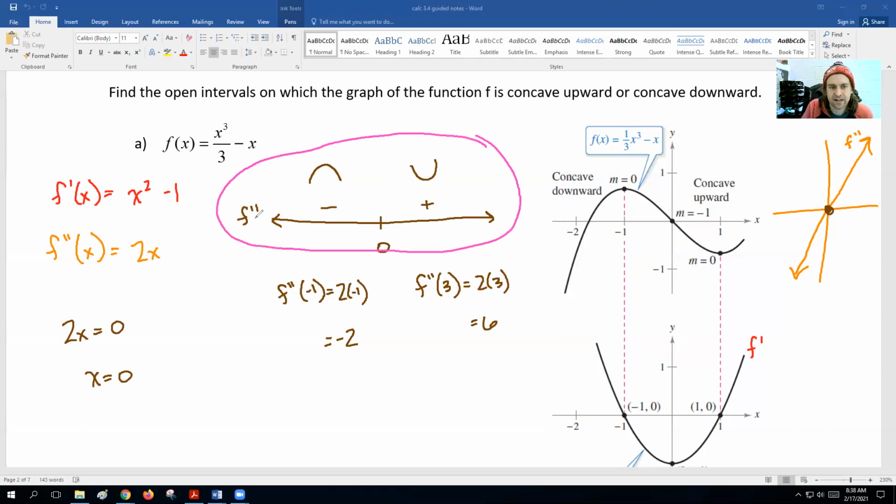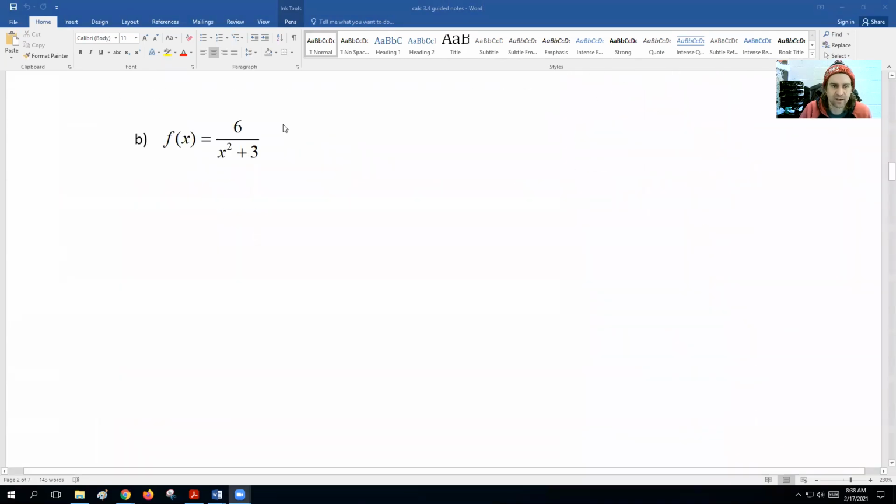We can visually see that on the second derivative, the graph before 0 switches from concave down, and after 0 switches to concave up. And if we look at our graph here, everything before 0 is concave down, everything afterwards is concave up. Okay, so let's do another one for practice, and then we'll look at the homework problems.